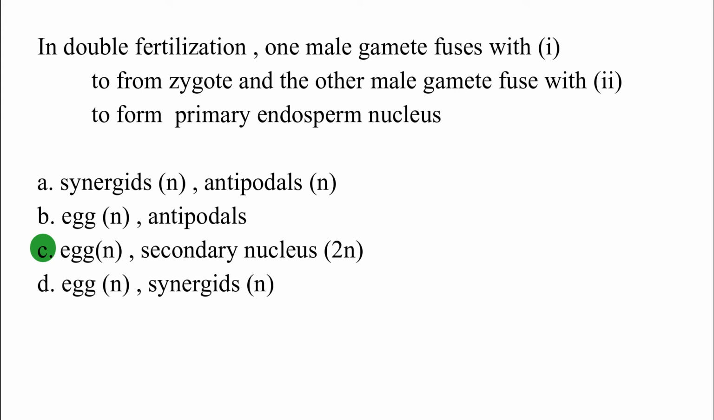In double fertilization, one male gamete fuses with egg to form zygote and the other male gamete fuses with secondary nucleus to form endosperm.